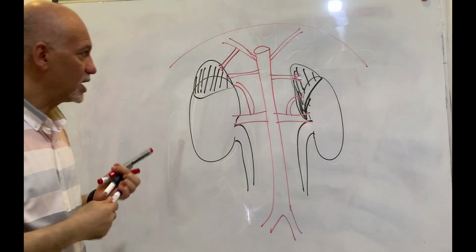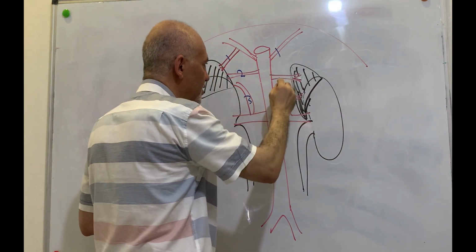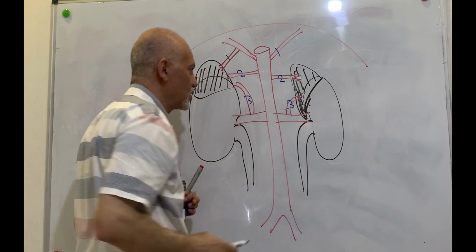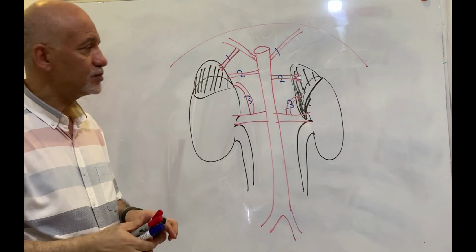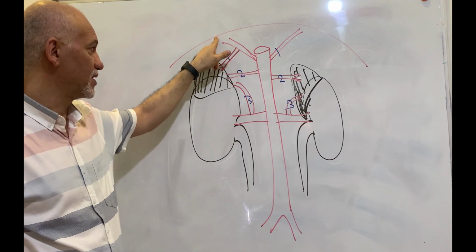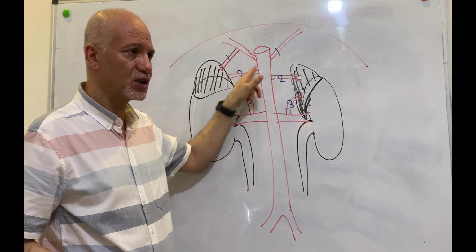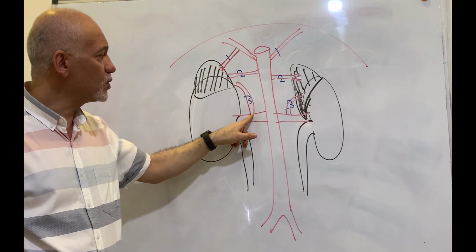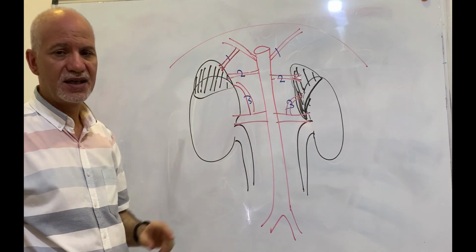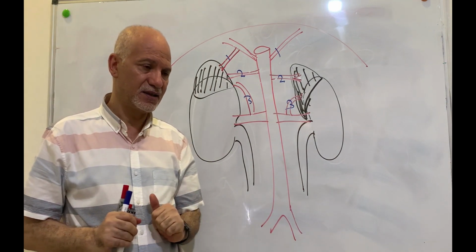Arterial supply 1, 2, 3. Superior suprarenal from the inferior phrenic artery, which supplies the diaphragm. Middle suprarenal direct from abdominal aorta. Inferior suprarenal from the renal artery. This is the arterial supply of the suprarenal gland.